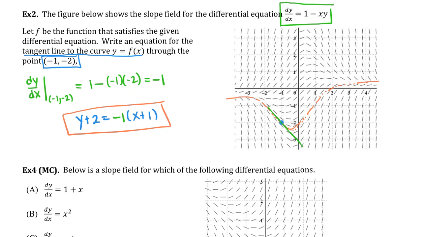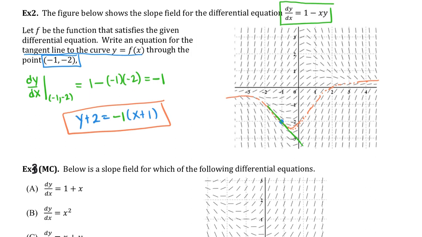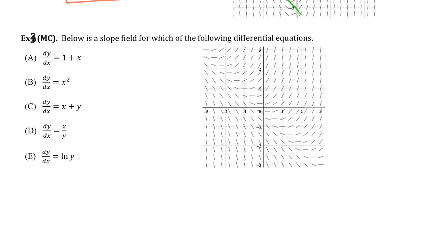Okay, let's do one more example. It's multiple choice. Let's call this example 3. Okay, example 3. Below is a slope field, and we need to figure out which of these equations this matches. Is there a real good way to do this? No, let's just plug in some points. Let's pick some easy points to plug in or something where we can kind of read it really well.